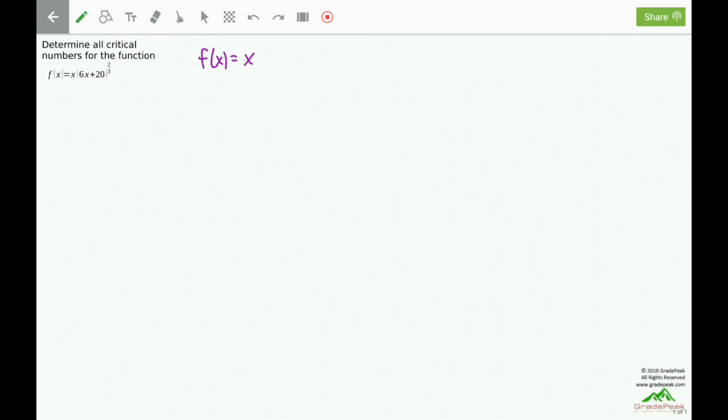F of x equals x, a polynomial, which has a domain of all reals, times (6x plus 20) to the fractional exponent of 2/3. The denominator of the fraction is the root. It's an odd number here, and an odd root has a domain of all reals. Therefore, the domain of the function is all reals, or negative infinity to positive infinity.